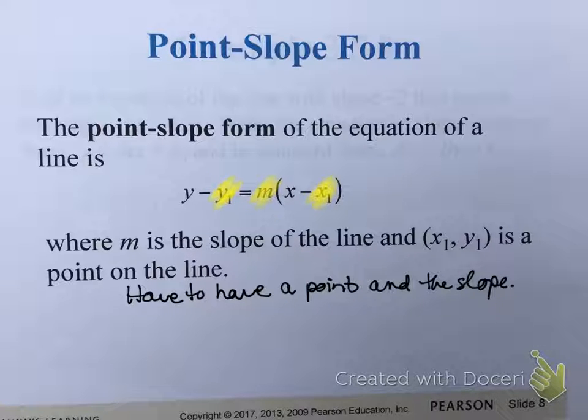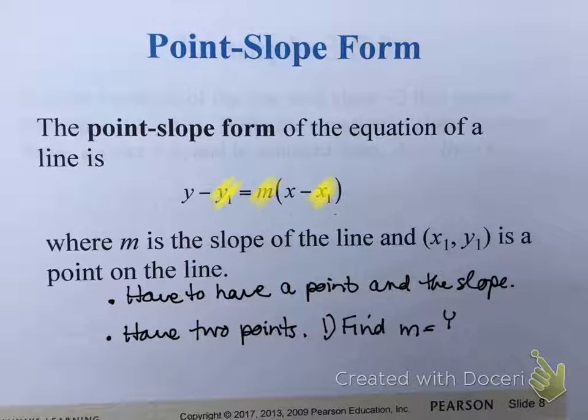You can also use this form when you have 2 points. If you have 2 points, though, you have to do more work, because the first thing you're going to have to do is find the slope, which, by the way, that formula was y2 minus y1 over x2 minus x sub 1, the picnic formula.